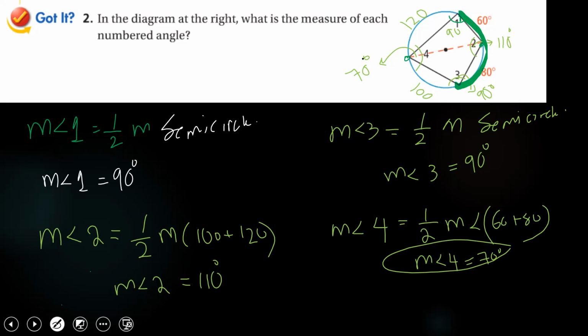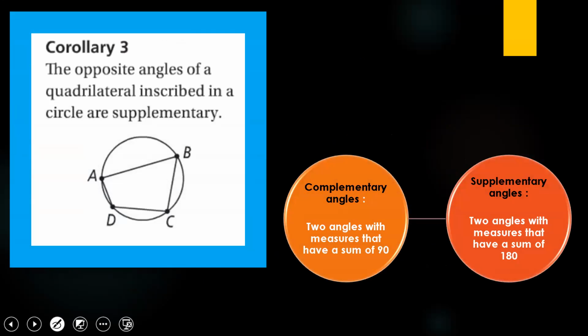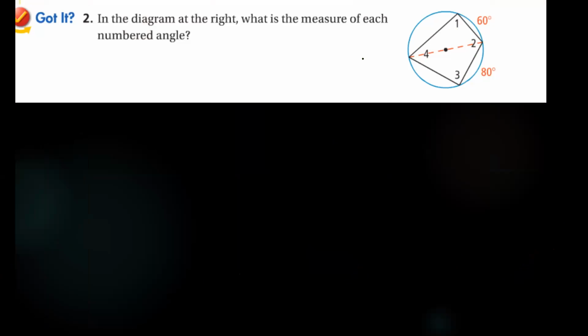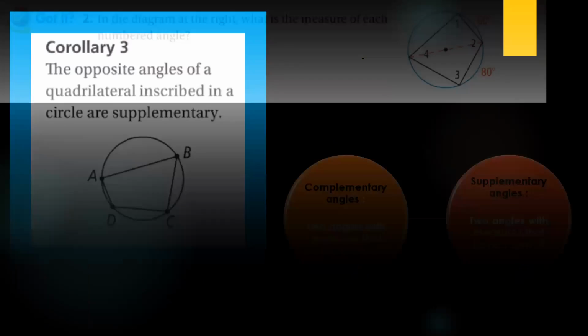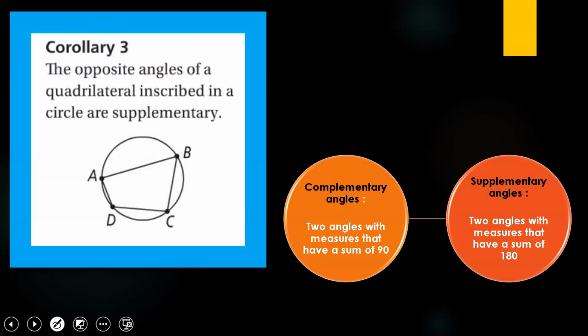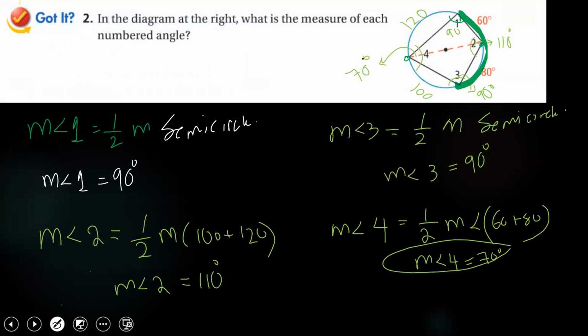So what did we say? That angle 1 and angle 3 are supplementary, and angle 2 and 4 are also supplementary. So the opposite angles of a quadrilateral inscribed in a circle are supplementary. If we have a quadrilateral shape inscribed in a circle, the opposite angles are supplementary, like 1 and 3, 2 and 4.